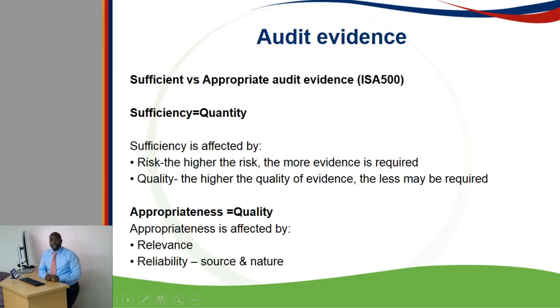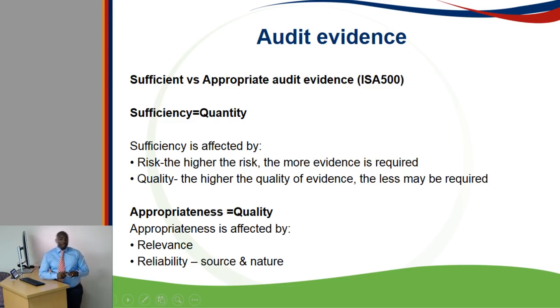Okay, continuing with our agenda. What do we mean by sufficient and appropriate audit evidence as in ISA 500? Sufficiency means quantity, appropriateness means quality. Sufficiency is the amount of audit evidence that you need to obtain in order for you to base your opinion on. For example, sufficiency is affected by your risk. The higher the risk, the more evidence that you require. So the quantity of the evidence will be determined by the risk. Remember, as auditors, we follow the risk-based approach in terms of our audit. The higher the quality of evidence, the less may be required.